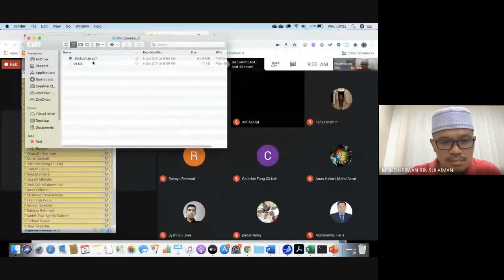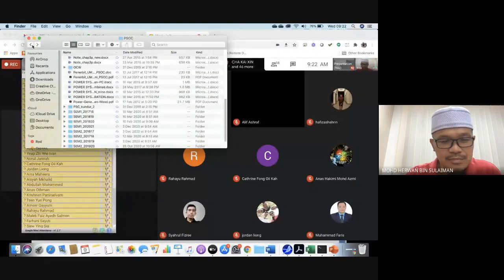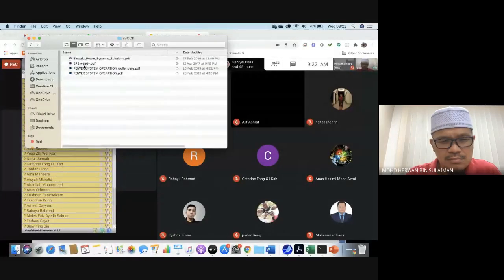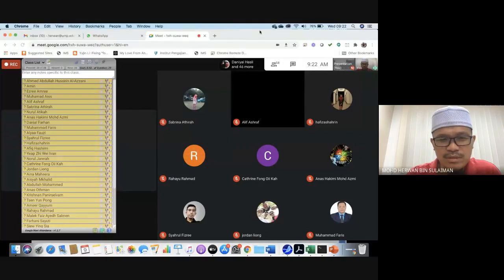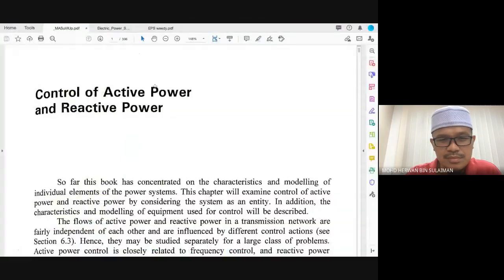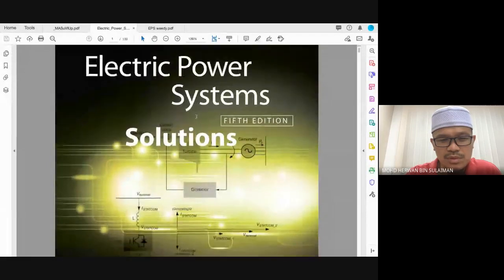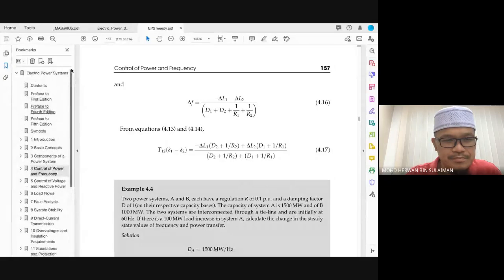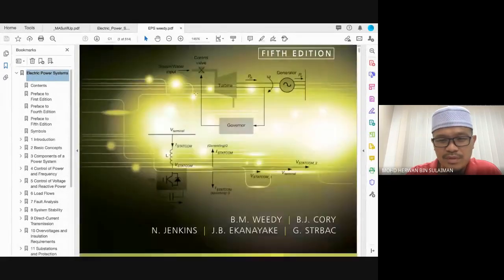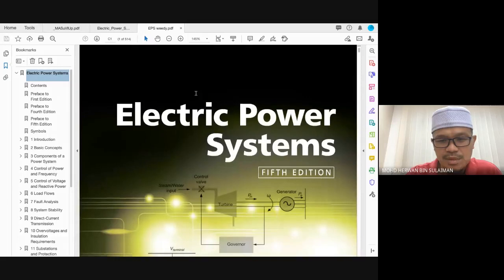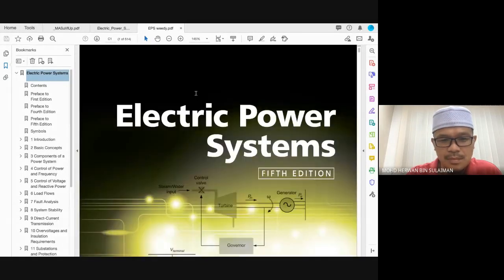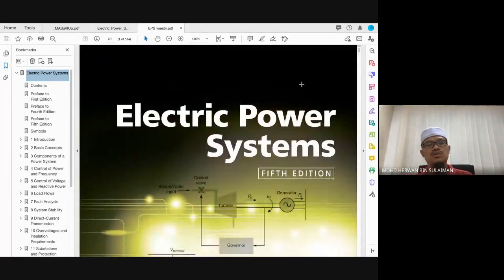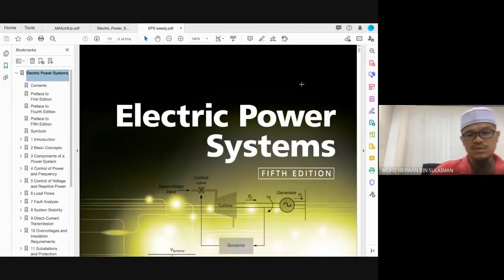Kundur. Okay, you can find it online. And this book, Electrical Power System, Wadhwa, 5th edition. This one is the solution. Okay, you can find it online. My module mostly refers to these two books.